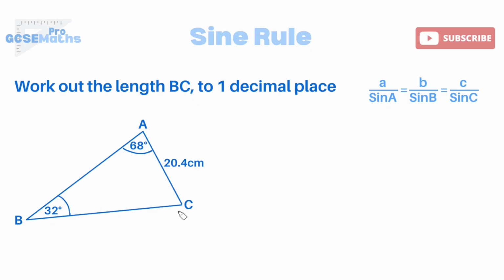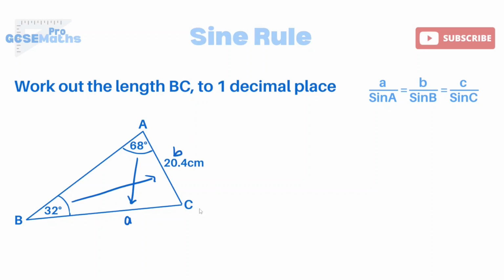I've got, obviously, BC. That's the one I want to find out. That's obviously relevant, isn't it? So which side is BC? Well, can you see how it's opposite angle A? So that side is going to be side A. Okay, and then the other thing that's relevant is we've got angle B, and then we've got the side opposite that, which would be, therefore, side B.